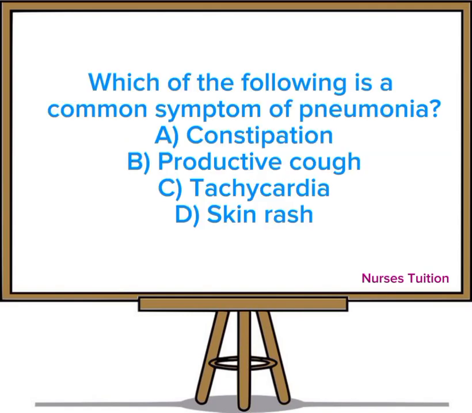Which of the following is a common symptom of pneumonia? A. Constipation. B. Productive cough. C. Tachycardia. D. Skin rash.